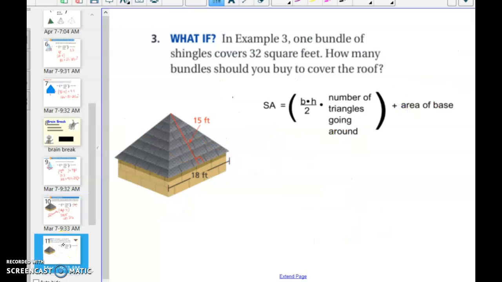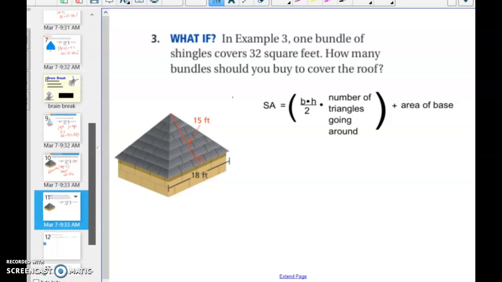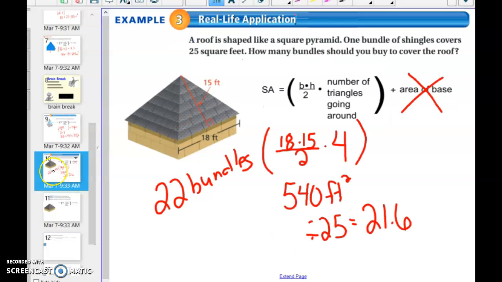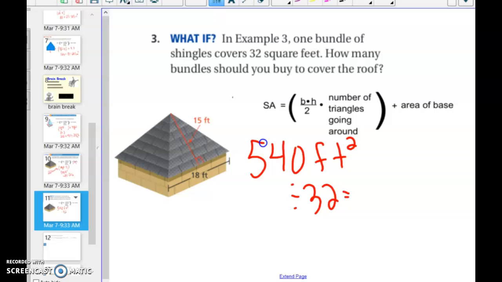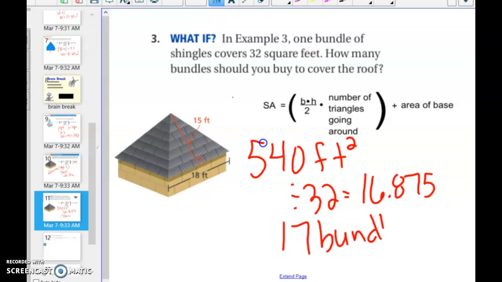Alright, this question is very similar to the last one, except now it's saying you're buying a bundle that covers 32 square feet. Well, you needed 540 feet squared of shingles, so now I'm going to divide that by 32, and this gives me 16.875, so I'd actually just have to buy 17 bundles, if instead of buying ones that cover 25 square feet, I buy bundles that cover 32 square feet.